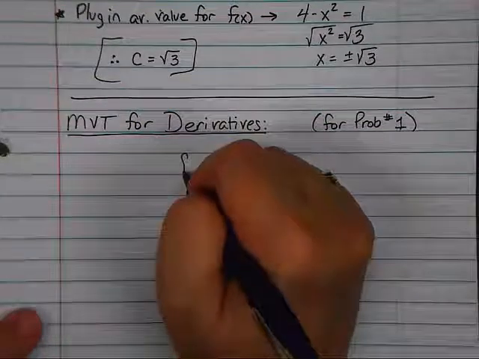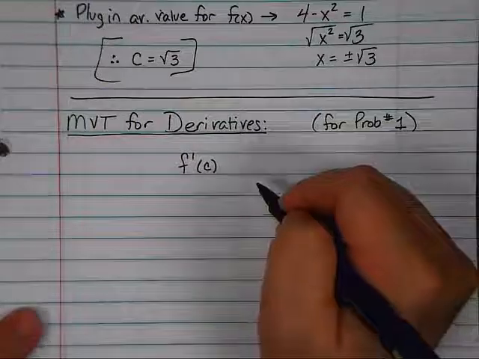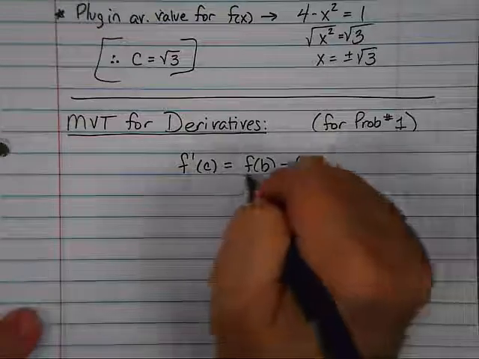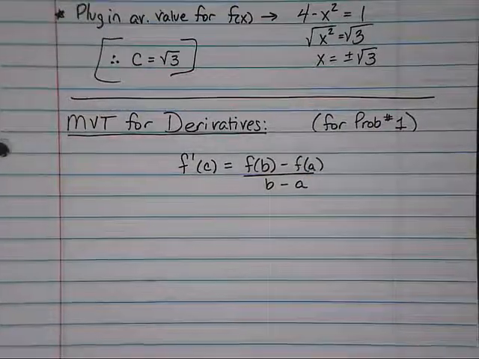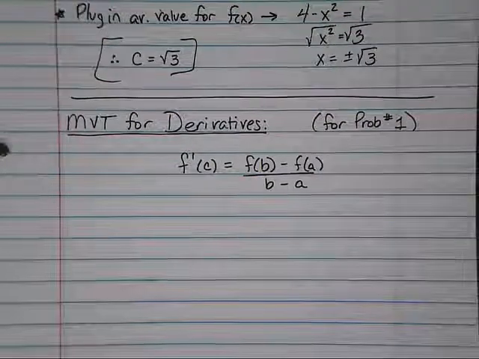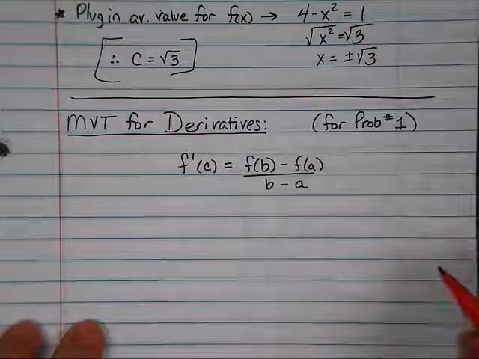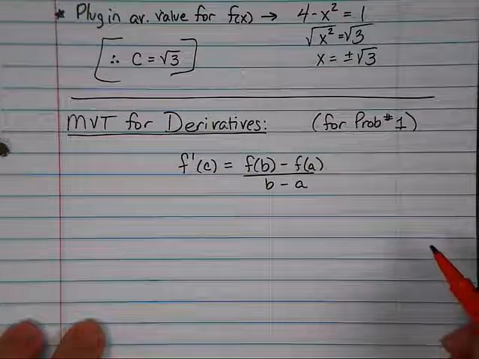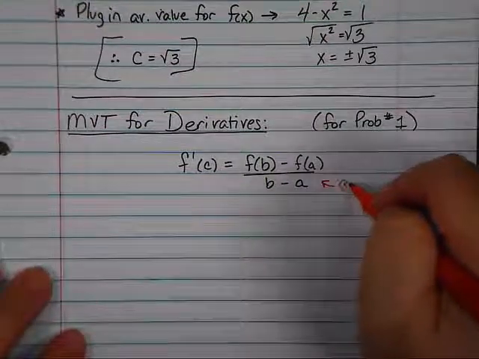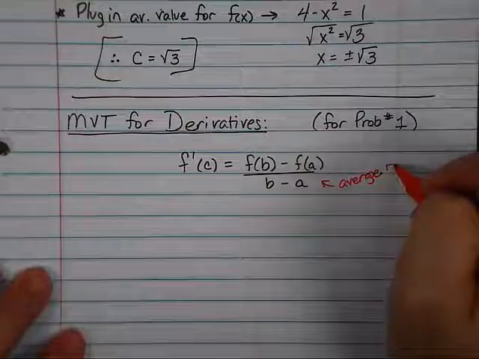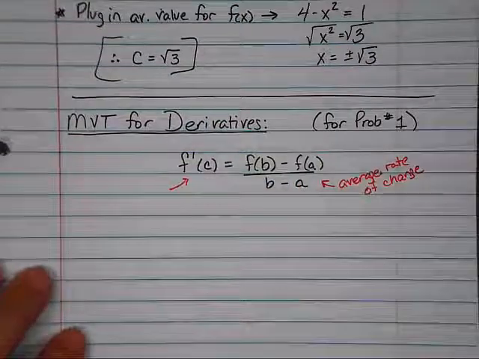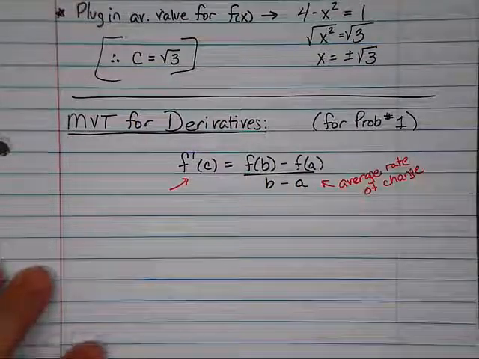The mean value theorem for derivatives says that f prime of c, that's a little bit different, equals f of b minus f of a over b minus a. That's what the mean value theorem for derivatives says. What is another name that we give to the right side of this equation? It's AROC. It's the average rate of change. And what's the left side? That's IROC.